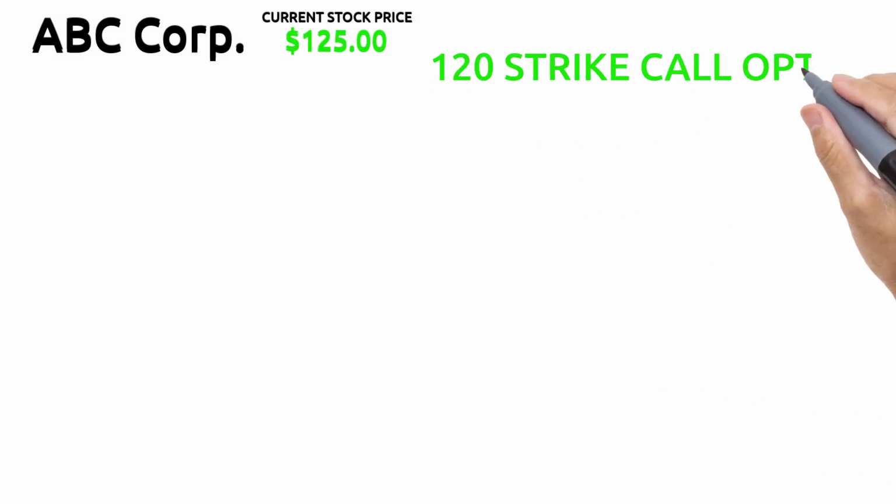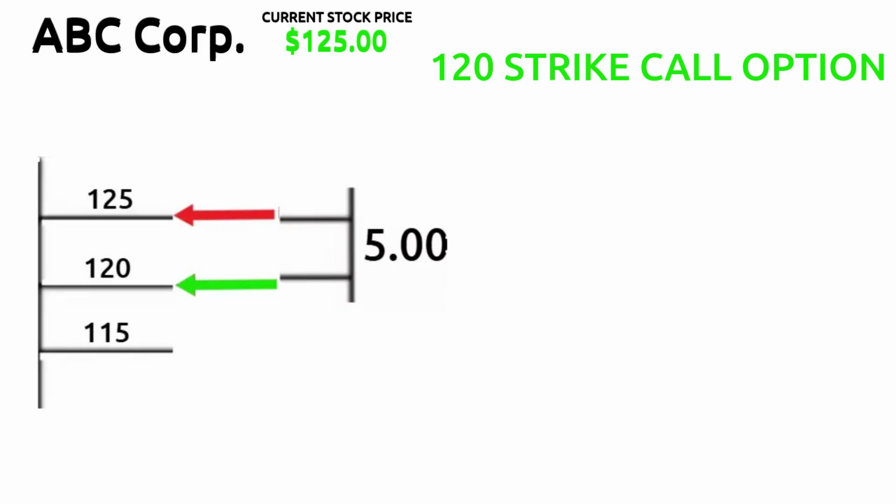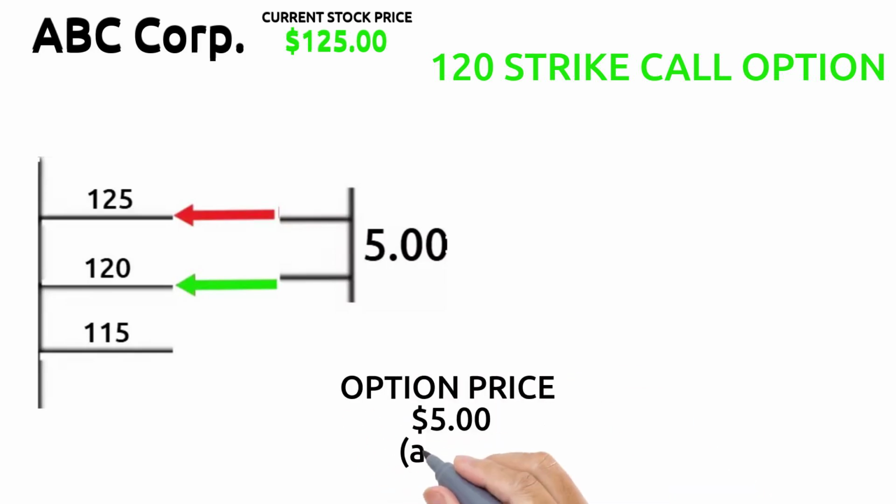What if the current stock price is at 125 per share? Well, if the current stock price is at 125 and you own an option that gives you the right to buy stock at 120, then that option is going to be worth at least $5 of intrinsic value. This is because if you exercise the option, you would have an immediate $5 per share profit.